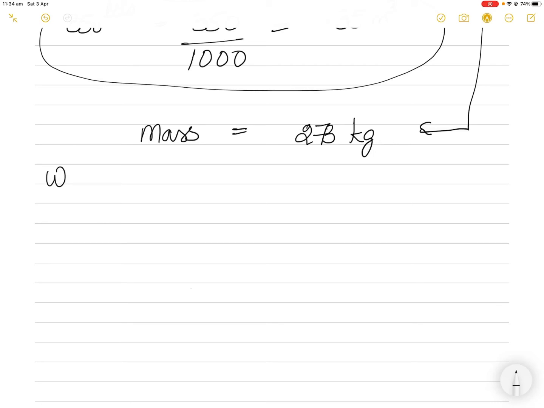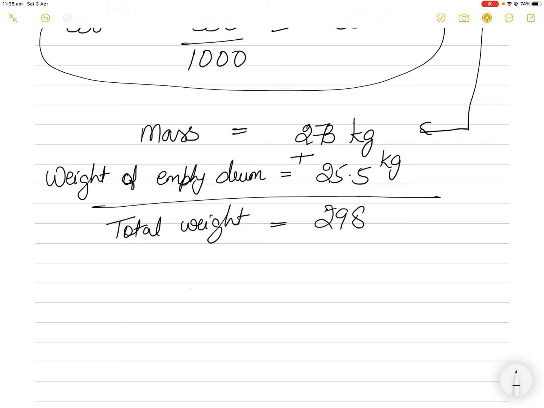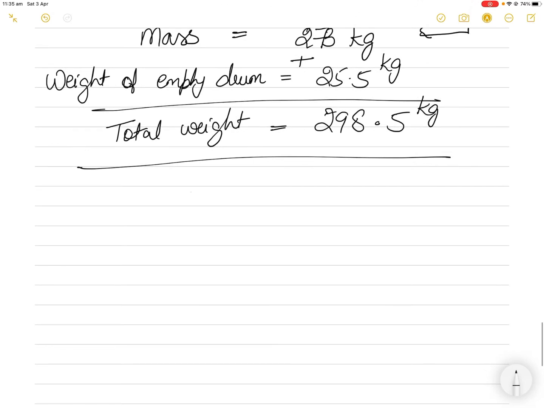Now once I've got that, we have the weight of the empty drum, which is equal to 25.5 kilogram. Again, both are in kilograms, so I can add them together. So total weight is equal to 298.5 kilograms. That is the total weight of the drum when lube oil is loaded. Now total weight also equals to displacement.